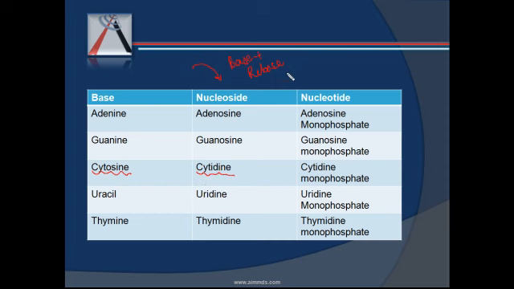Now when we talk about a nucleotide version, that is, one containing a phosphate group attached to it, they are called adenosine monophosphate, guanosine monophosphate, cytidine monophosphate, uridine monophosphate, and thymidine monophosphate. So hopefully that should be clear. This is the nitrogenous base. When we add sugar to it, it becomes a nucleoside, and when we add a phosphate to it, it becomes a nucleotide.